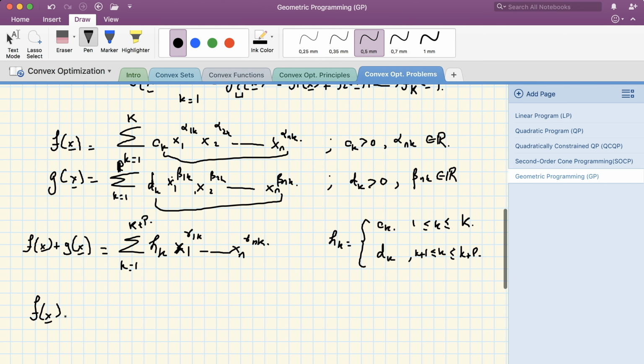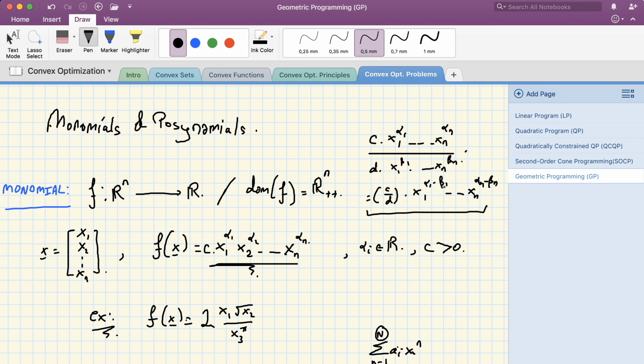Your c is a c over d. Your alpha 1 now is an alpha 1 minus beta 1. And there you go. It has the same form as a monomial, and thus it's a monomial. And to be more concrete, c over d is still positive, since c is positive and d is positive. And your exponents are still real, because the difference of two real numbers is again real. This is the division. It's also closed under multiplication.